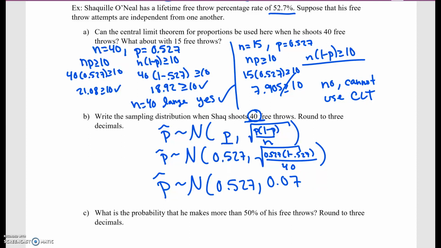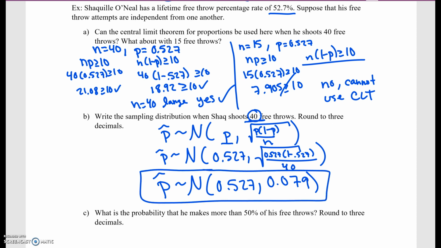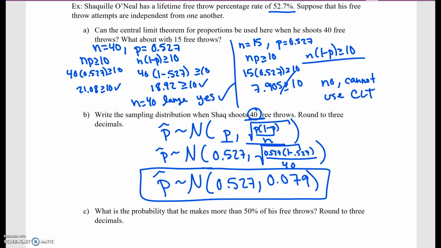Okay, so this should be a 9. Okay, so this is my sampling distribution. This is what I'm asking for whenever I ask for something like that. Usually on an exam, I will fill in the blank here, so then you would just have to plug them in. Okay, so now let's do part C.